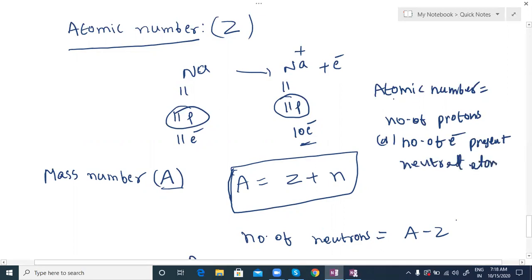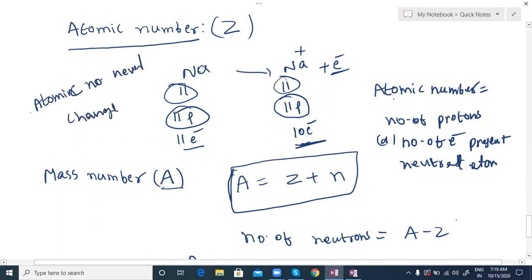You can see here sodium, 11 is the atomic number. Even after loss of electrons, it is still 11 only. You can see 11 protons, 11 electrons. So if after loss of an electron it is 10, the atomic number never changes by loss of electrons or by gain of electrons.